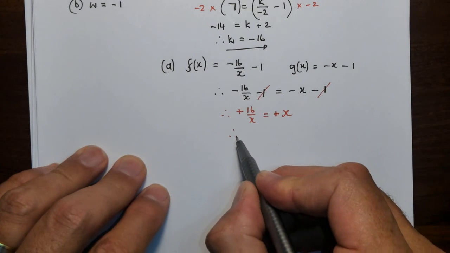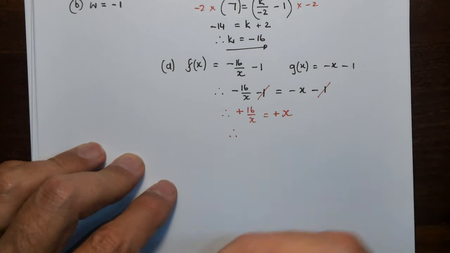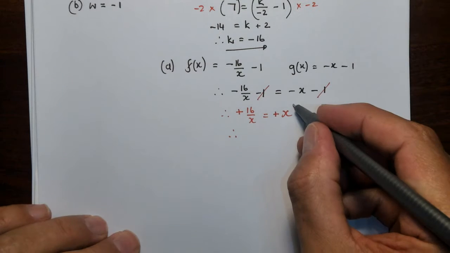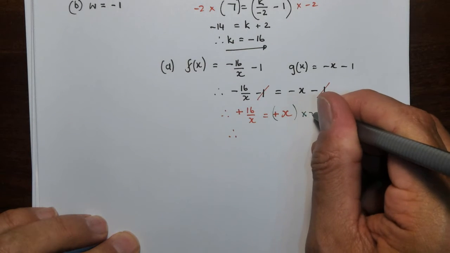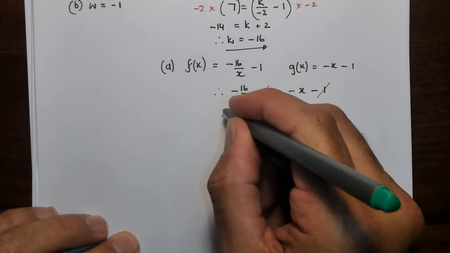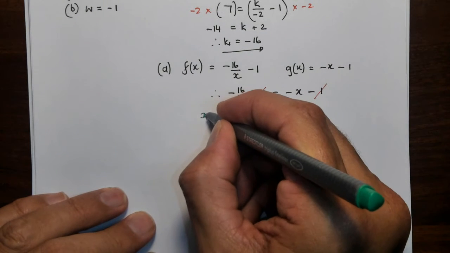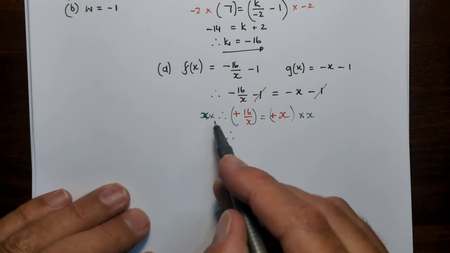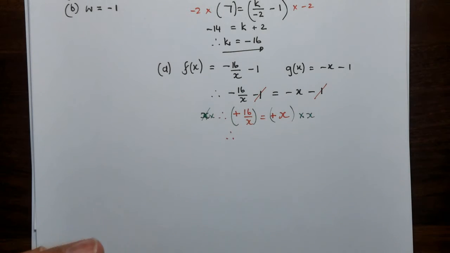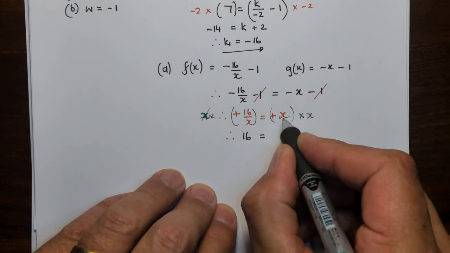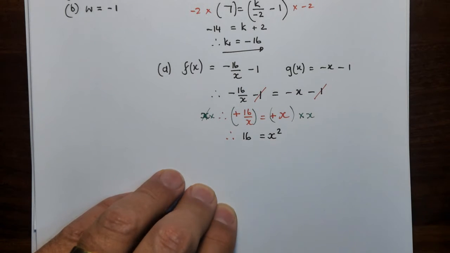Okay, so all that's left for me is to take this x and multiply both sides of my equation. I'm going to multiply by x to get rid of this fraction. Oh, not 4, that's an x, sorry. Okay, so those two x's cancel. On the left hand side, I'm left with 16 is equal to x times x, which is x squared.